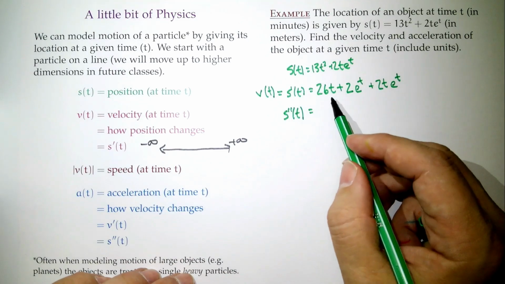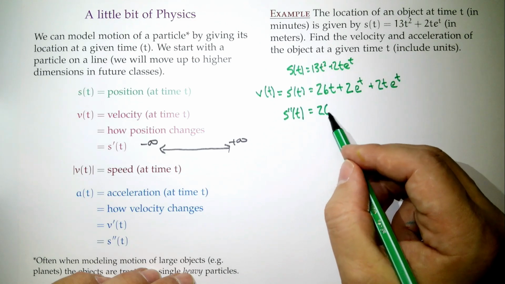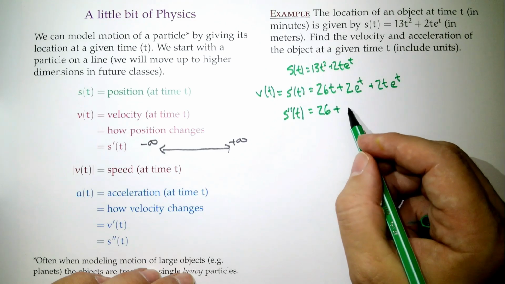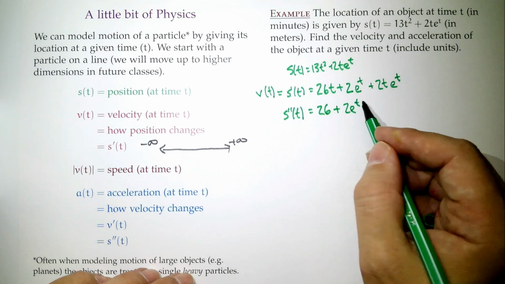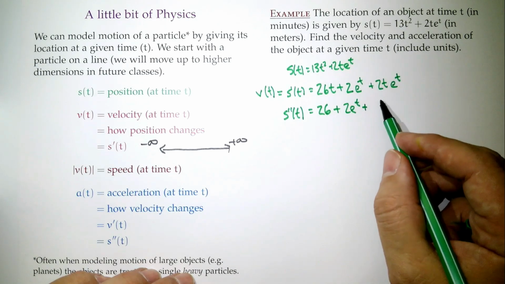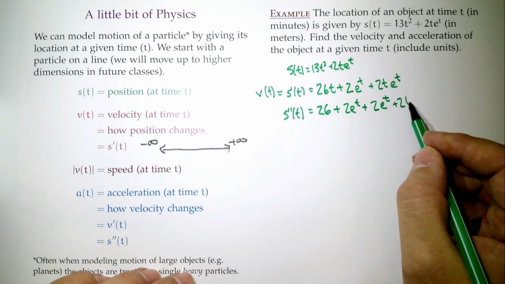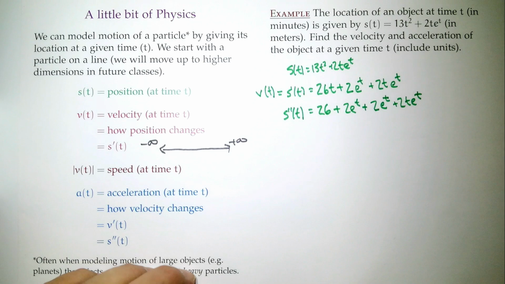Well, take the derivative of the derivative. Derivative of 26t, 26. Derivative of 2e to the t, 2e to the t. Derivative of 2t e to the t, well, it's just like before. Product rule: derivative of the first times the second, plus the first times the derivative of the second.